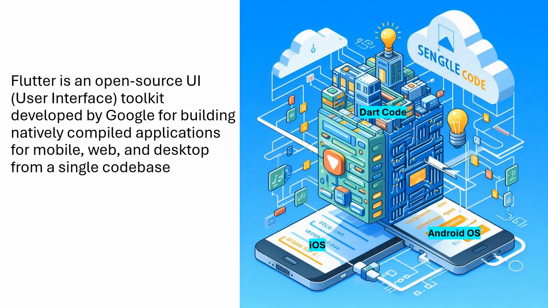So Flutter is an open source user interface toolkit developed by Google for building natively compiled applications for mobile, web, and desktop from a single code base. That's the main advantage. You have a single code base, and you can use it in mobile for Android and iOS, and it can be run on web and on desktop. So you create one code base, and that's used for different platforms, and that's a big advantage of using Flutter.